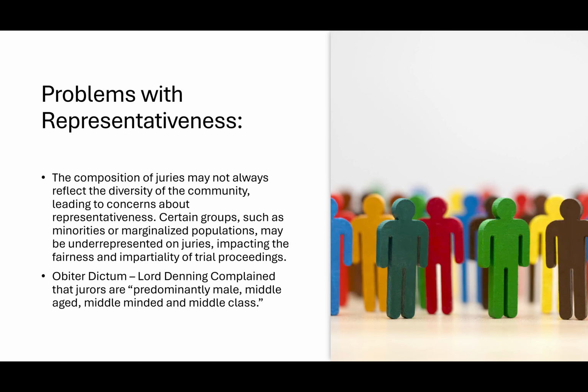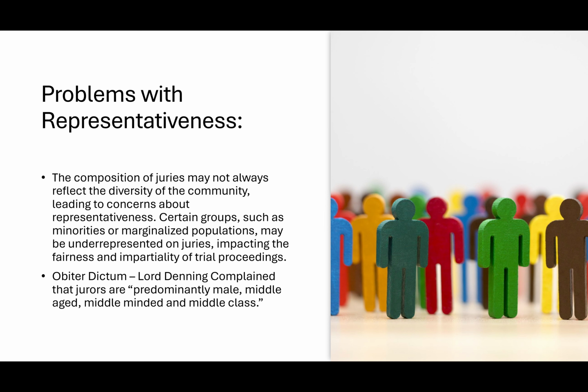Problems with representativeness, so we could look at that. The composition of juries may not always reflect the diversity of the community. Certain groups, such as minorities and marginalized populations, may be underrepresented in juries, impacting the fairness and impartiality of trial proceedings. I don't have a case here, but there is a dictum from Lord Denning, who complained that jurors are predominantly male, middle-aged, middle-minded, and middle class. So it lacks in diversity.